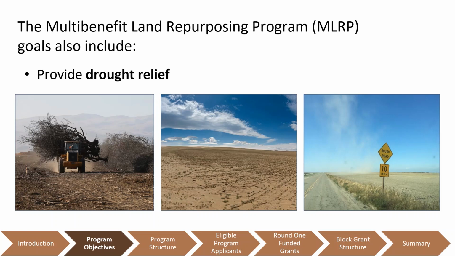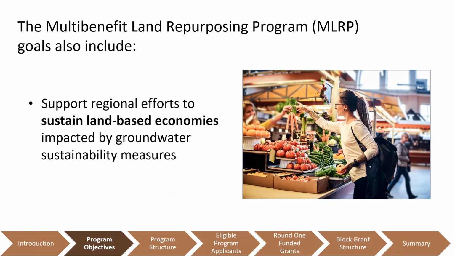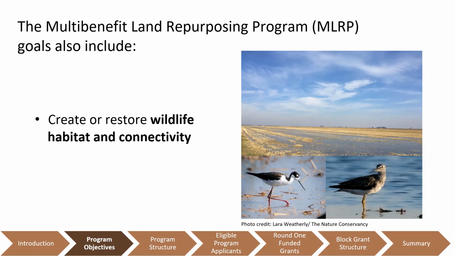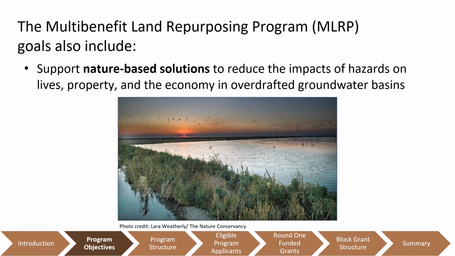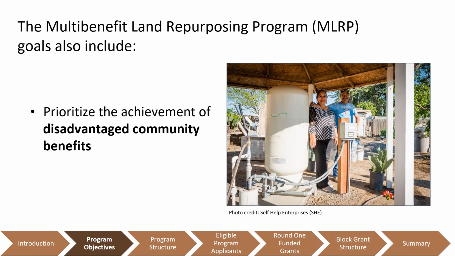MLRP goals also include providing drought relief, supporting regional efforts to sustain land-based economies impacted by groundwater sustainability measures, creating or restoring wildlife habitat connectivity, supporting nature-based solutions to reduce impacts of hazards on lives, property, and the economy in overdrafted groundwater basins, and prioritizing the achievement of disadvantaged community benefits.